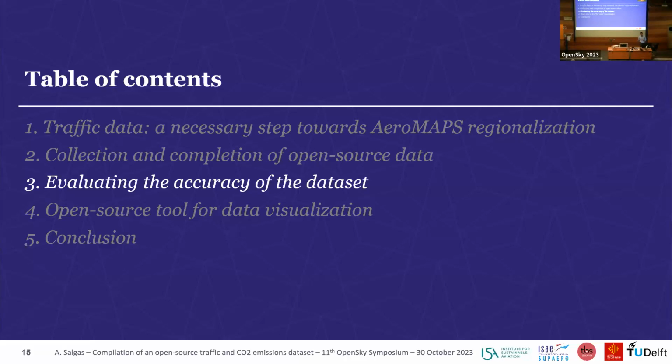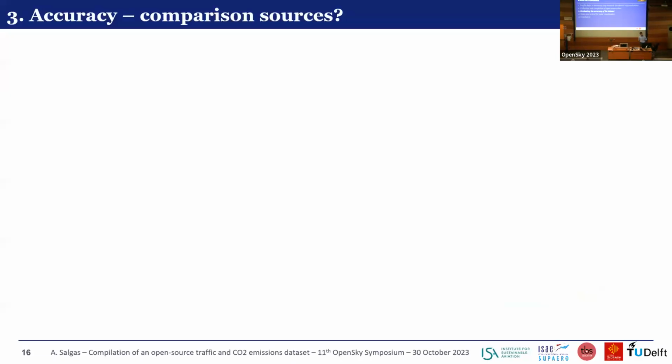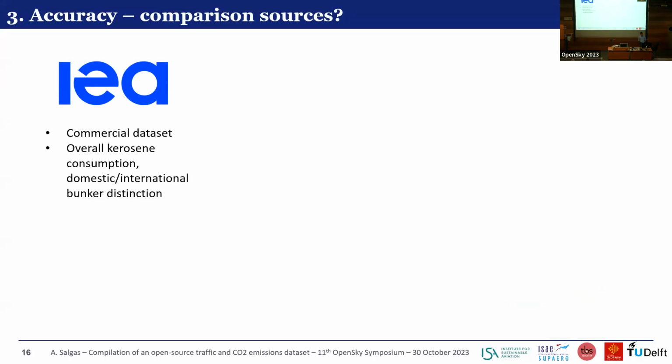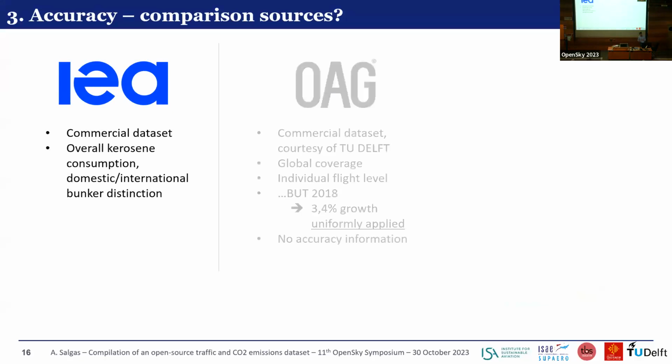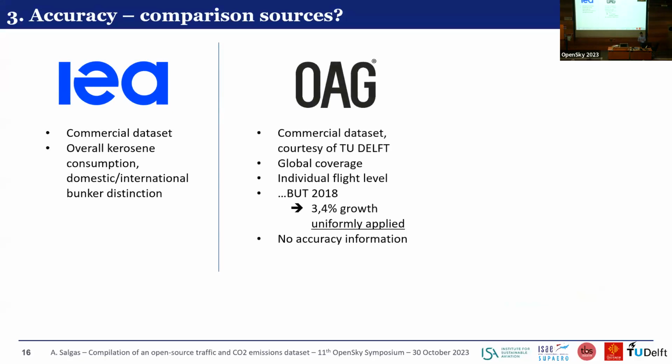Now I'm going to evaluate and present some results about the dataset accuracy. So I've used three comparison sources. The first one being the International Energy Agency total kerosene consumption per country. Then the OAG dataset, which I guess most of you know is pretty expensive data. So we had only 2018 datasets, while our work was conducted on 2019 to avoid COVID effects and to use the most recent year without the COVID effects.